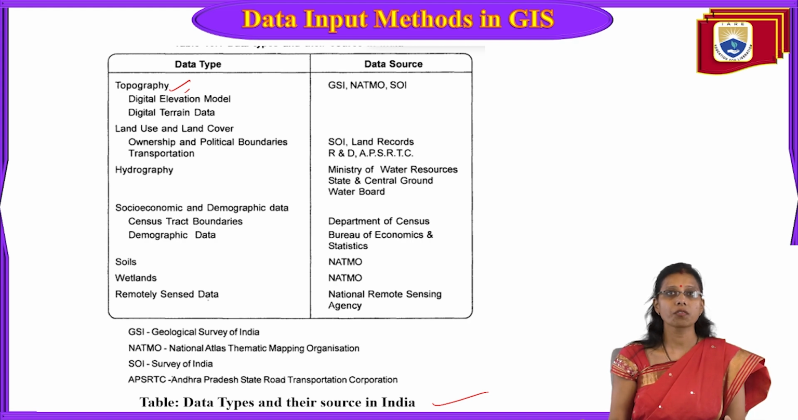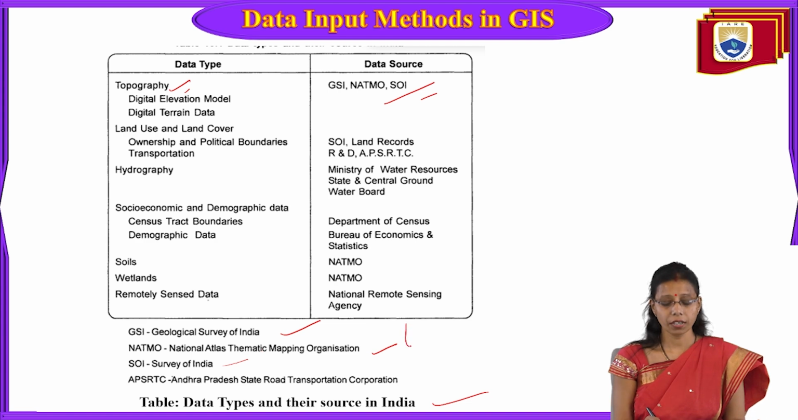If you want to receive this information, we can just visit GSI, NATMO or SOI. Now, what is GSI? GSI is Geological Survey of India. NATMO is National Atlas Thematic Mapping Organization. And what is SOI? SOI is Survey of India. So these are the different organizations where you can receive the information. This is the source from where you can get the data.